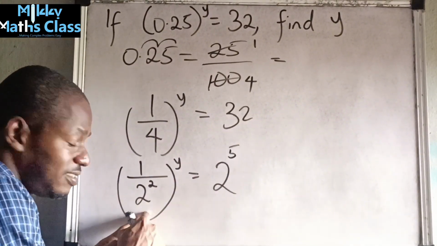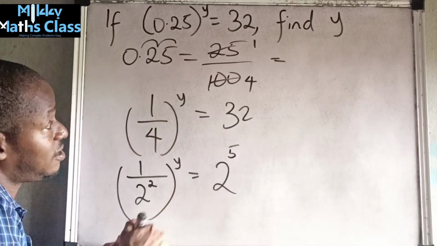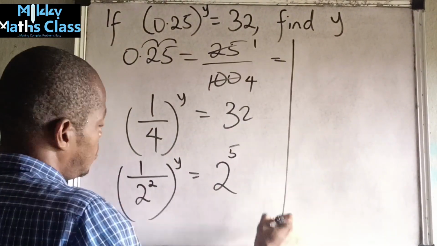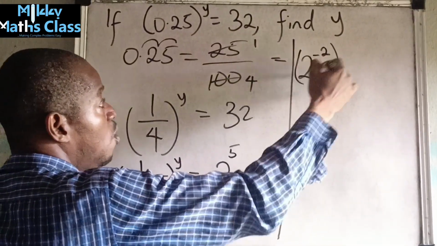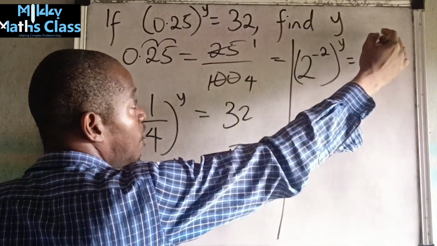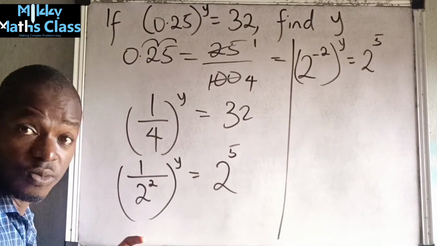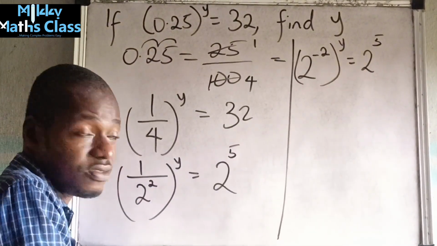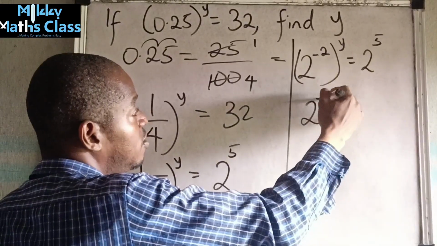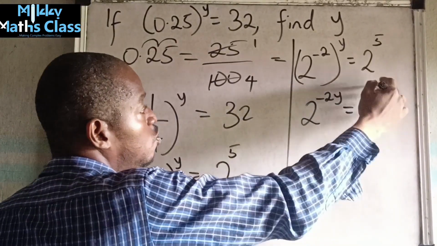Now, here I see this is a fraction. Now I write this positive index, I rewrite it in the negative index. So this becomes 2 to the power of negative 2y is equal to 2 to the power of 5. Now I'm coasting home gradually. The next thing to do, expand from your power law of indices. So this becomes 2 to the power of negative 2y is equal to 2 to the power of 5.